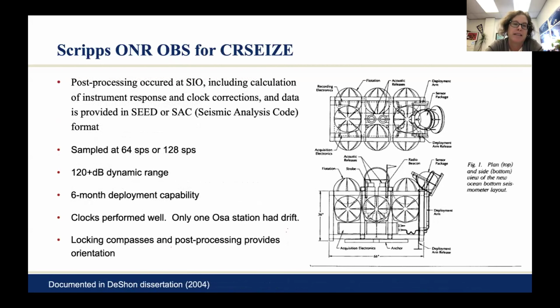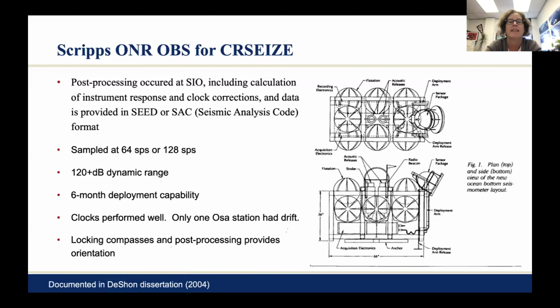Post-processing for this CRSEIZE data occurred at SIO, including the calculation of instrument response and clock corrections. And again, I carry a copy of this data in SEED or SAC format. If you want to kick it old school, it was sampled at 64 samples per second or 128 samples per second. It should have 120 dB dynamic range. The clocks performed really well.